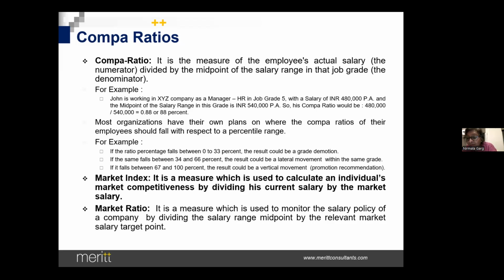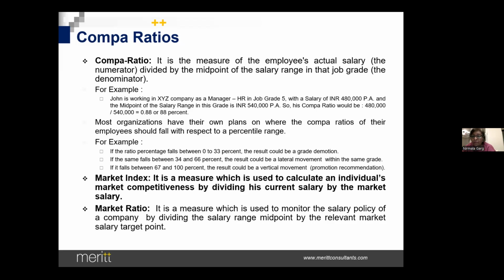When you have to give an annual increment, you don't want to have what I call salary compression. Have you heard of salary compression? This term means two people working in the same role getting the same performance rating, but one has a lesser salary and the other a higher salary. This is called salary compression.